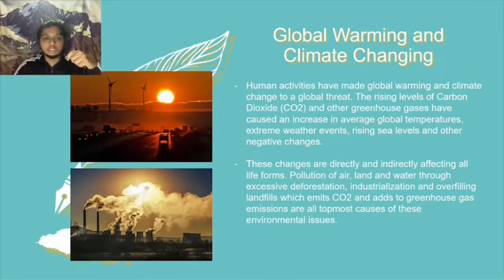The first cause is global warming and climate change. Human activities have made global warming and climate change a global threat. The rising levels of carbon dioxide, CO2, and other greenhouse gases have caused an increase in average global temperatures, extreme weather events, rising sea levels, and other negative changes. So these changes are directly and indirectly affecting all life forms. Pollution of air, land, and water through excessive deforestation, industrialization, and overfilling landfills, which emits carbon dioxide and adds to the greenhouse gas emissions, are all topmost causes of these environmental issues.